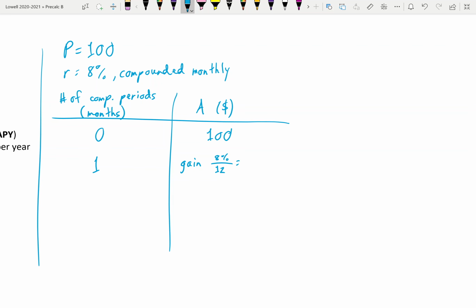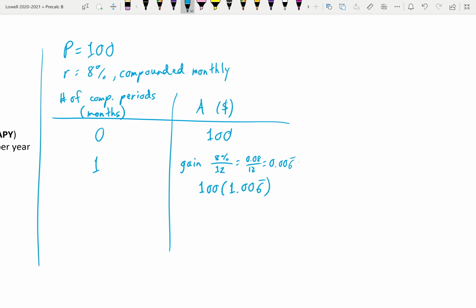So how much percentage is that? Well, that actually comes out to 0.08 over 12, which is 0.006 repeating. Okay. Now, a way to represent a percentage gain is to multiply by 1 plus that decimal. And what I mean by that is I can say the actual amount in my account at this point is 100 times 1.006, repeating.